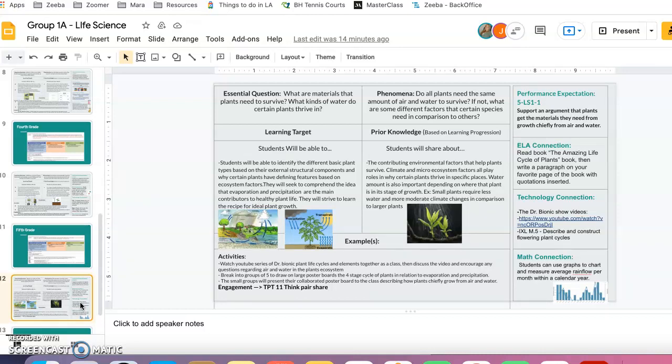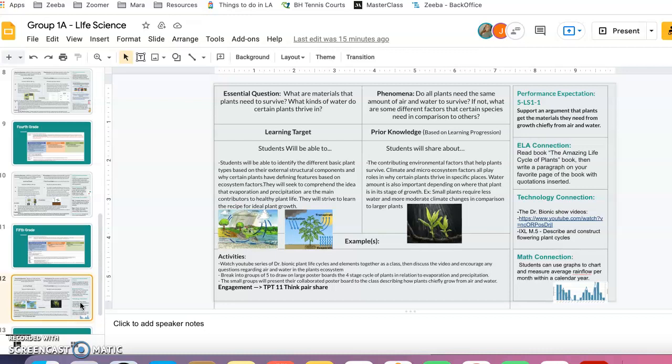ELA connection. Again, Amazon has some great books. One is The Amazing Life Cycle of Plants. And again, fifth grade, we're looking for comprehension and also an ability to share your opinions and thoughts on a certain topic. So a quick write-up after reading that book would be great, probably about a page or so, just to get a feeling if they are comprehending the material and any questions they might have for the future. Dr. Bionic, again, has some great videos.